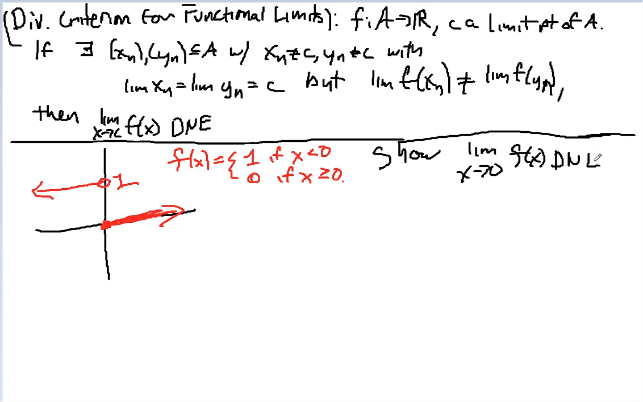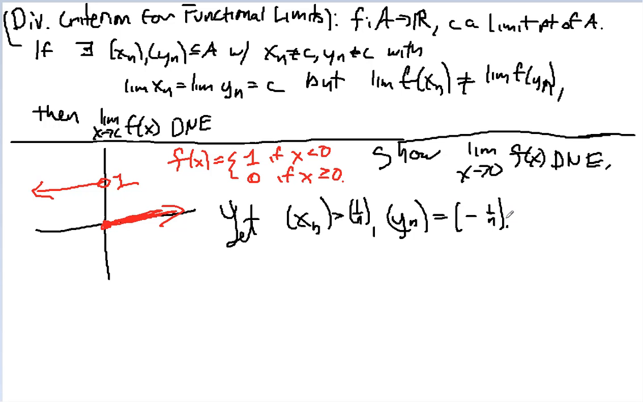I'm going to do it by using exactly this criterion. I'm going to come up with two sequences. They're both going to converge to C, in our case 0, but the sequences involving the values of the function are going to be different. So I need to pick two sequences. Let x sub n equal 1 over n, and y sub n equal negative 1 over n. Pretty clearly, both of these go to 0, which fulfills this part of it.